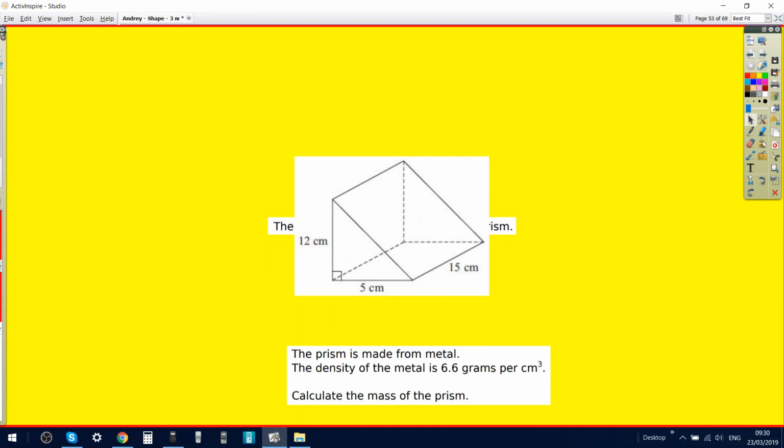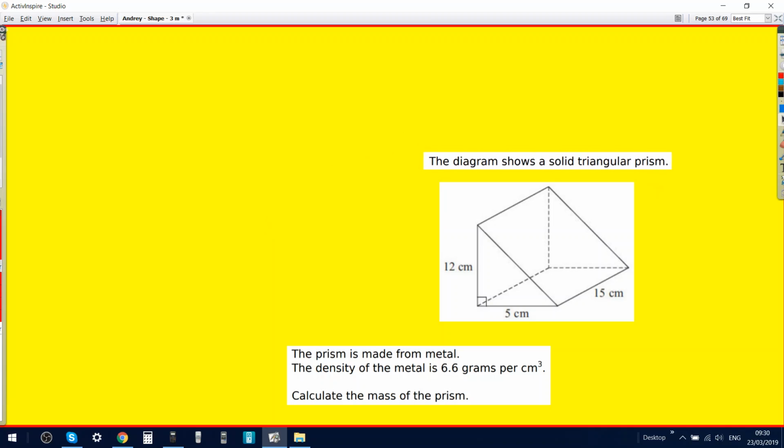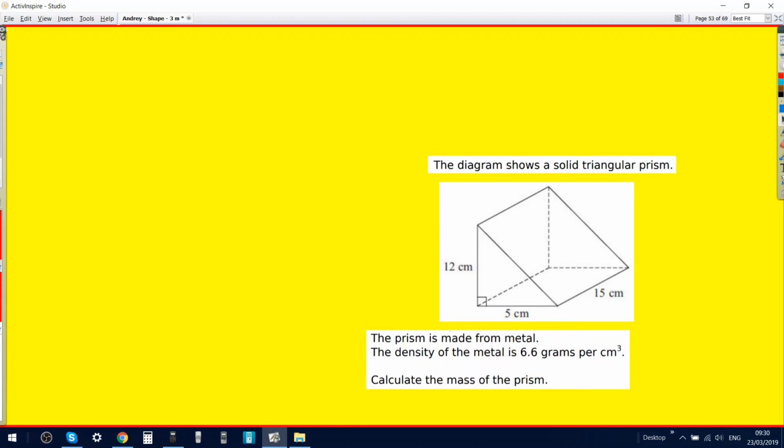Let's see this one. Density minus this. Calculate the mass. Okay. How about this one?